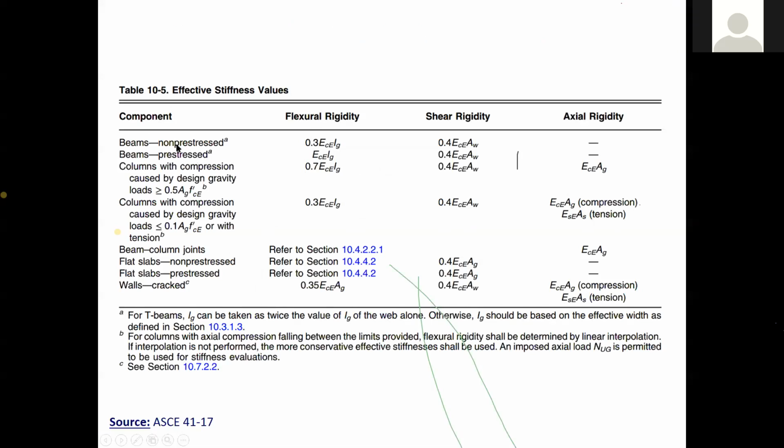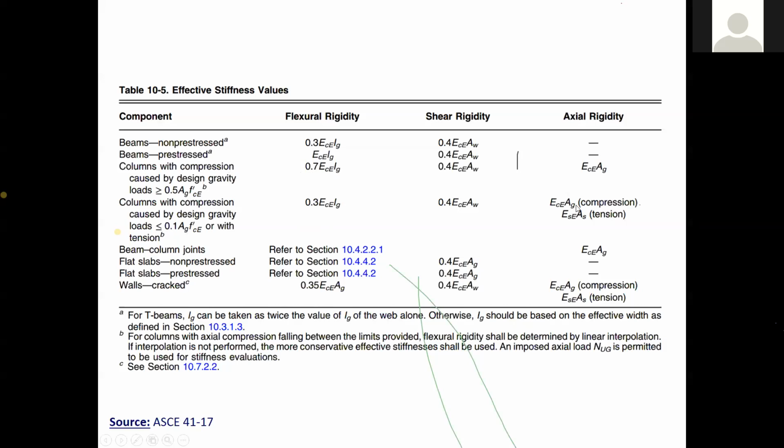So in case of beams, it is 0.3 EI. In case of columns, it will vary from 0.3 EI to 0.7 EI depending on the axial force. As the axial force is increasing, the effective rigidity will increase because the cracking will reduce. And when the cracking is reducing, a larger portion of the section is in compression. In that case, the effective inertia will be more. And if the column axial force is very small, its behavior will be like that of a beam.